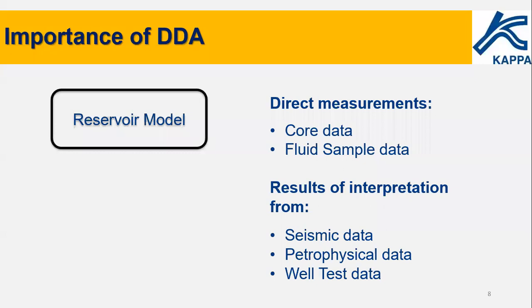For the interpretation results, we also take the seismic data. When we get the seismic data, we process it. The G&G team, geologists and geophysicists, interpret and process the seismic data, and based on that, they come up with a geocellular model.